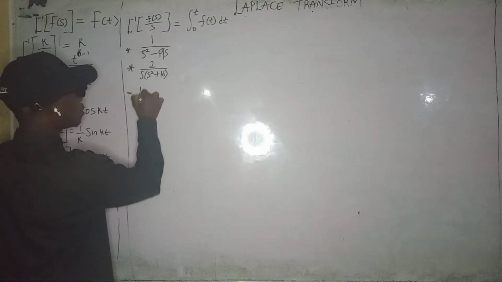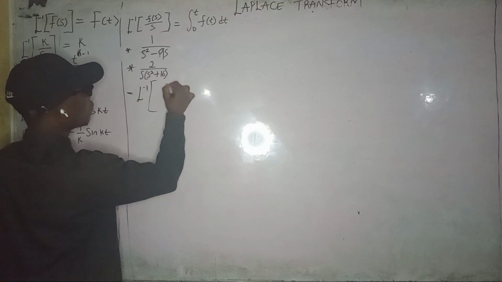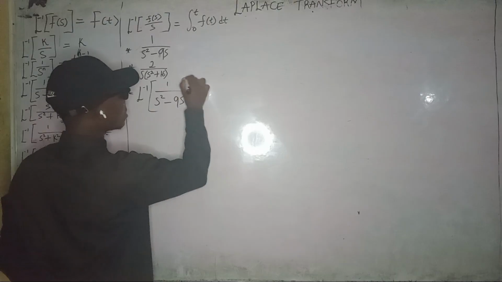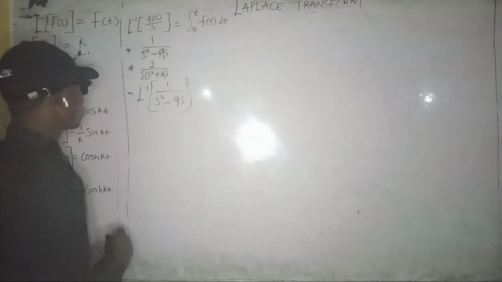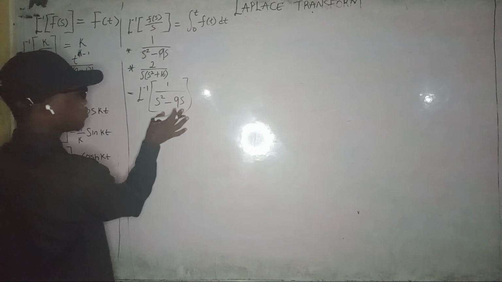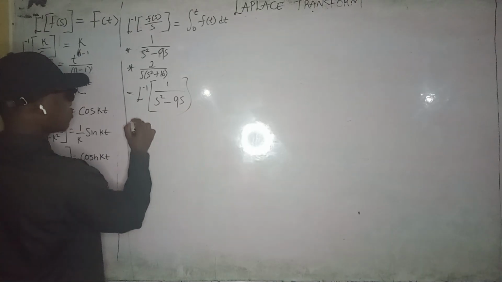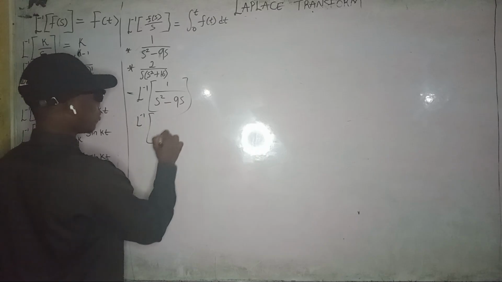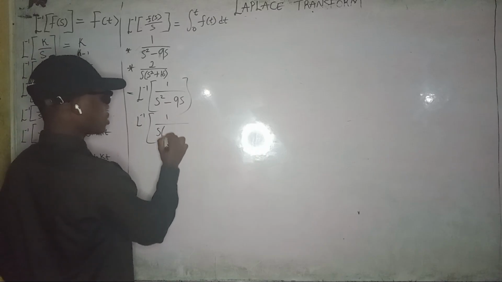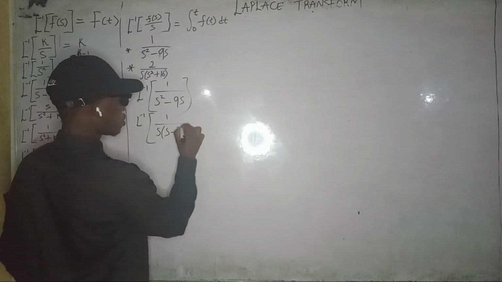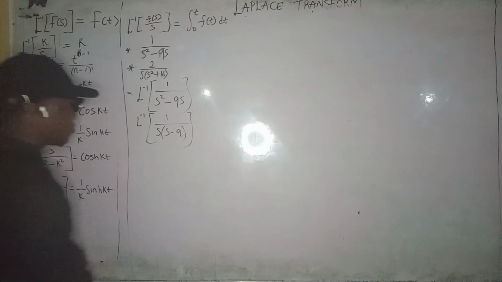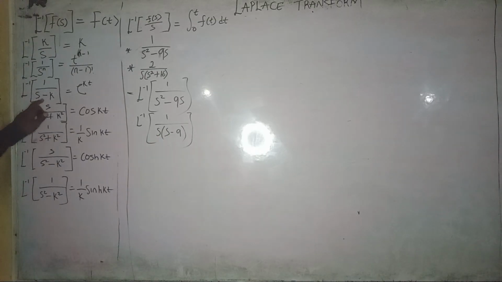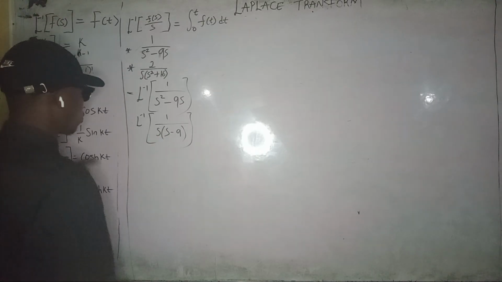We are going to have the inverse Laplace transform of 1 over s squared minus 9s. So now moving on, we have the inverse Laplace transform of this. We see s is common here, so we can just break it out. This is going to give us inverse Laplace transform of 1 over s into bracket s minus 9. So from here, we can just ignore the s over there, and we are going to be having something like this.